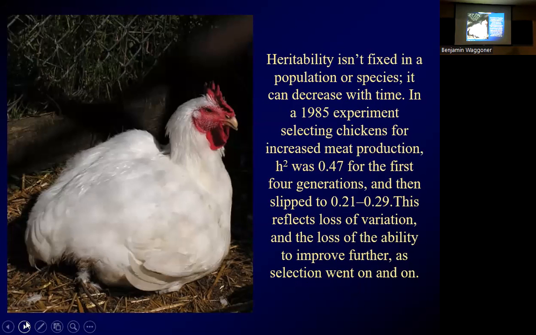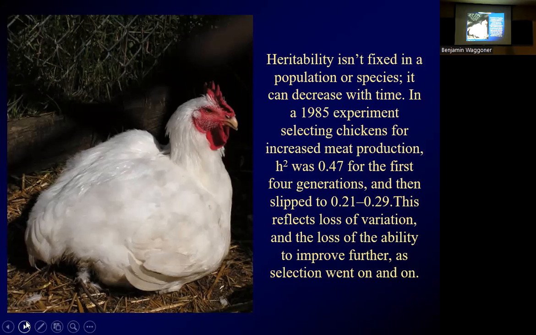Okay, one more thing about heritability. You can look up heritabilities for various traits of interest to animal breeders. But heritability can actually decrease in a population with time. Back in 1985, they took some chickens and tried selecting them for increased meat production. For the first 4 generations, meat production showed a narrow sense heritability of about 0.5. But as the experiment went on, narrow sense heritability started going down.